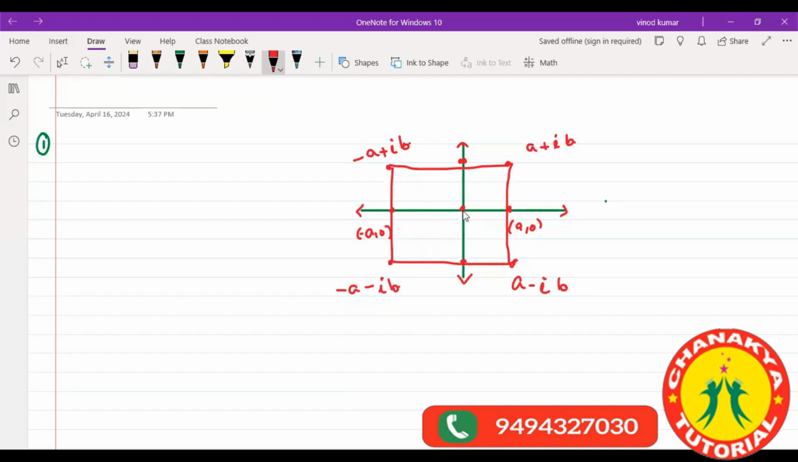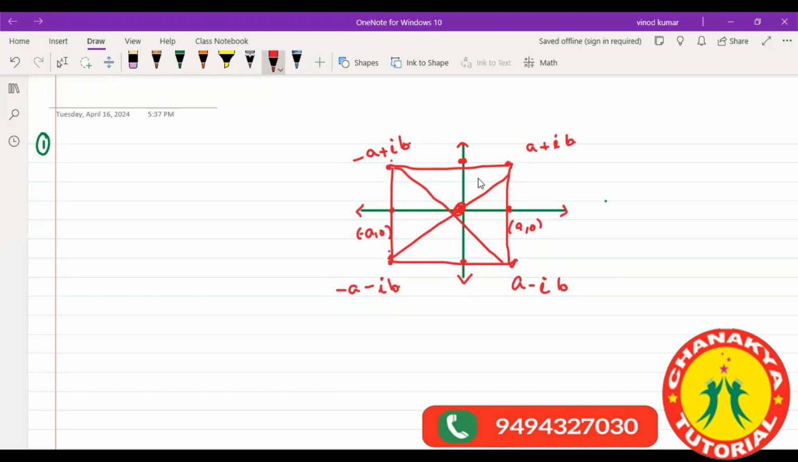Yes, the distance from here to here, from here to here, all are equal. So we can get all the radius here. We can take one circle also.